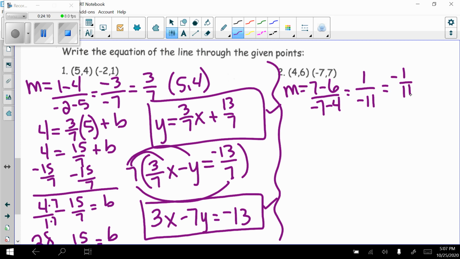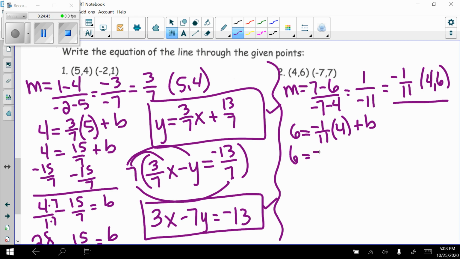Pick one of those points. It doesn't matter which one. Again, I'll pick the first point, (4, 6). Plug this into y equals mx plus b to find the b value. Instead of y, I'm going to plug in the y from my ordered pair, 6, equals, instead of m, negative 1/11 times, instead of x, the x from my ordered pair, 4, plus b. And I see I'm going to have fractions. So I have 6 equals negative 4/11 plus b.